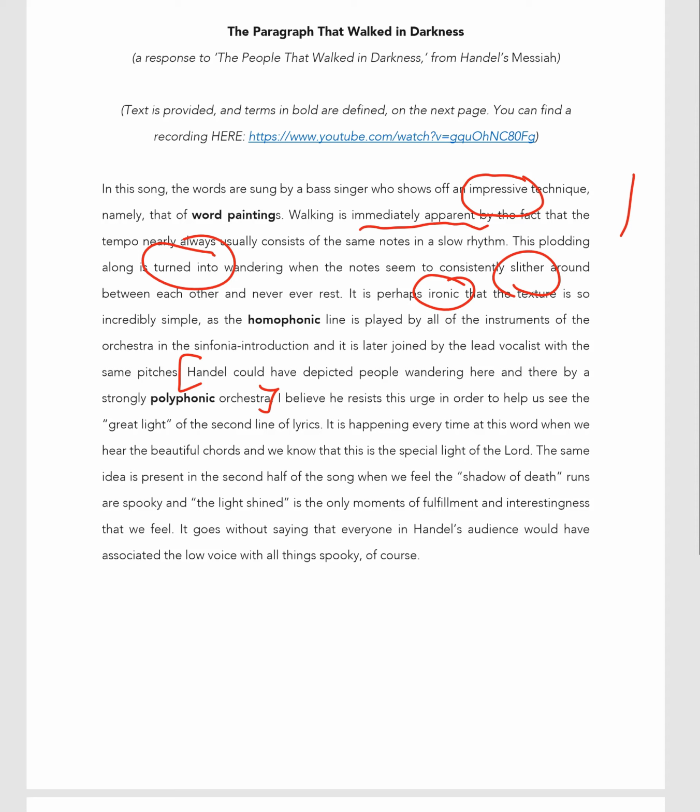I believe he resists this urge in order to help us see the great light of the second line of lyrics. It happens every time, at this word, when we hear the beautiful chords, and we know this is the special light of the Lord. So this is a very specific image. It's drawn from the lyrics, have seen a great light. But it's kind of a leap to say that we hear these chords and we know this is what they mean.